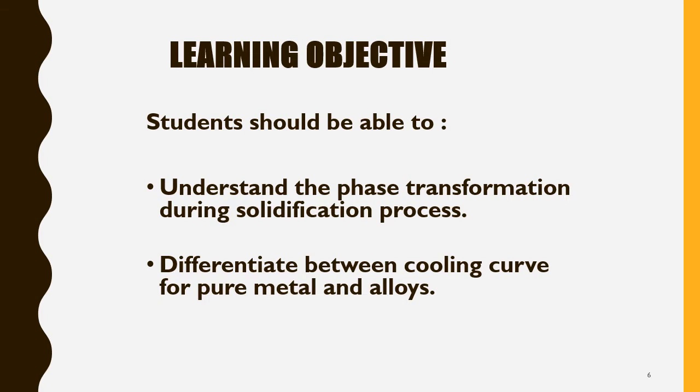The learning objective of this subchapter is that students should be able to understand what is the phase transformation during the solidification process. Solidification process is a process where liquid turns to solid or solid turns to liquid, and what happened in between. And differentiate between the cooling curve of pure metal and alloy.